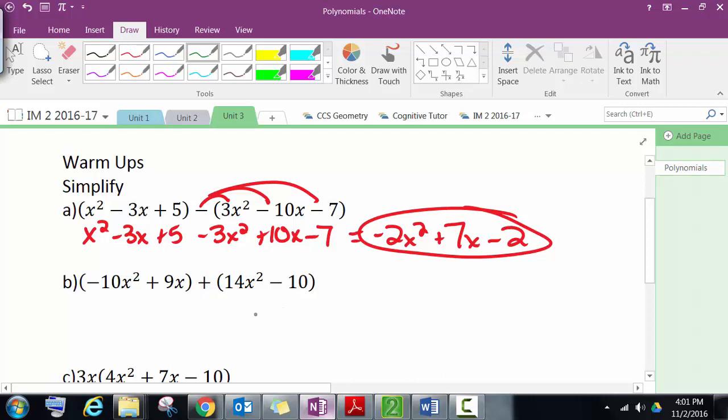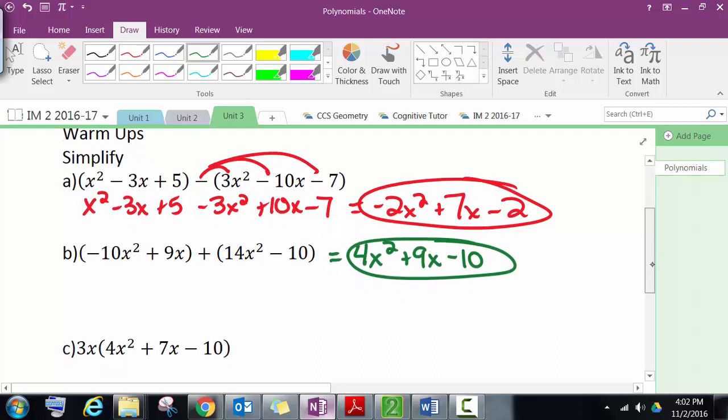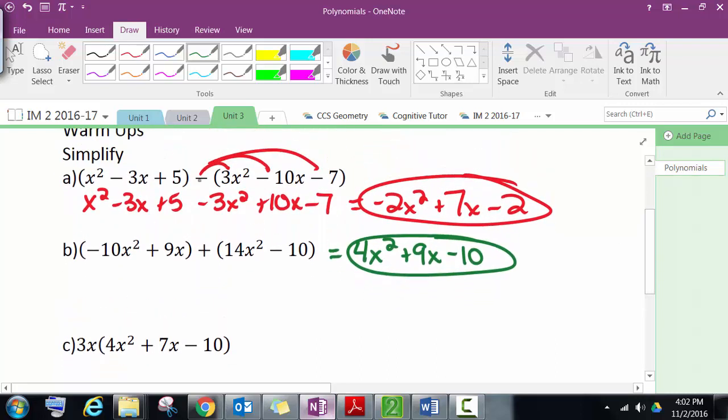I just add my like terms. So I have negative 10x squared and 14x squared, which is 4x squared. Then I have 9x and, well, this 10 doesn't have an x, so 9x is by itself, so I just leave it by itself. And negative 10, well, I don't have just a number over here, so I leave that by itself. And that's it there. So adding and subtracting, you distribute the negative to the second thing, and then add up your like terms. And when you add, you keep the exponents the same.